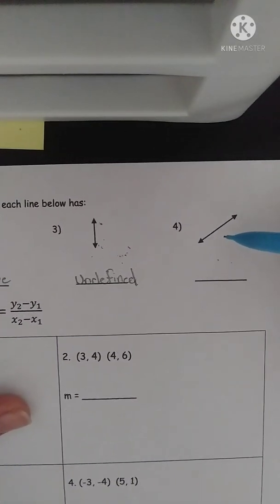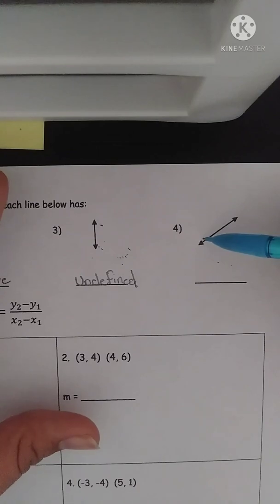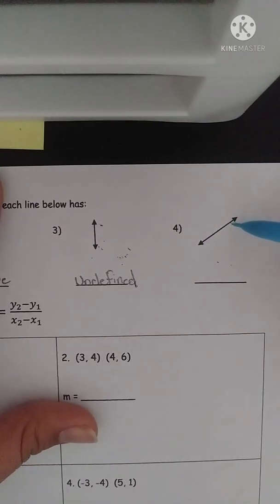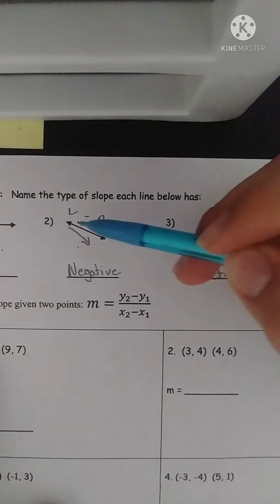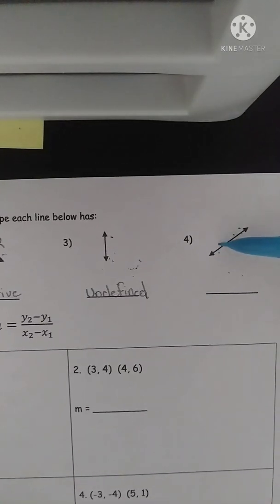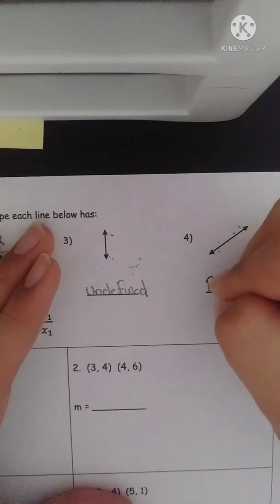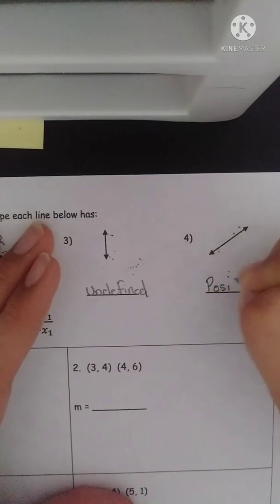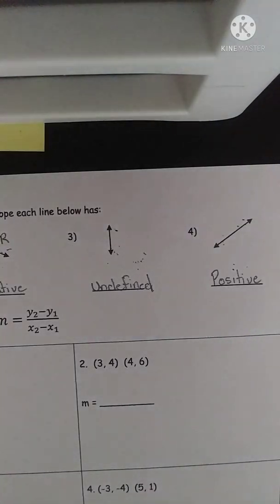Now, number 4, again, this is going to go up, left, and right. Left to right. What I forgot to mention here is that the other one is going to go down, left, and right. This is going down left to right, and this one is going up, left to right. So this one is going to be a positive slope. Sorry, back to where I was going.